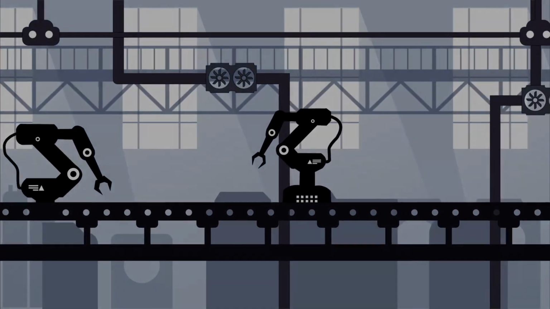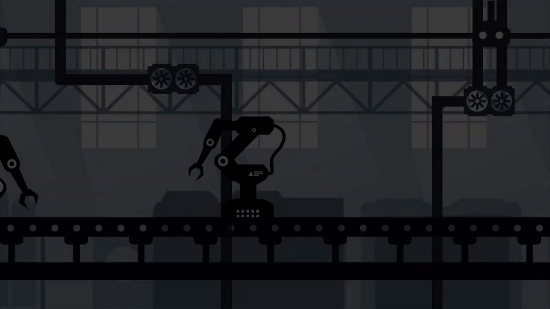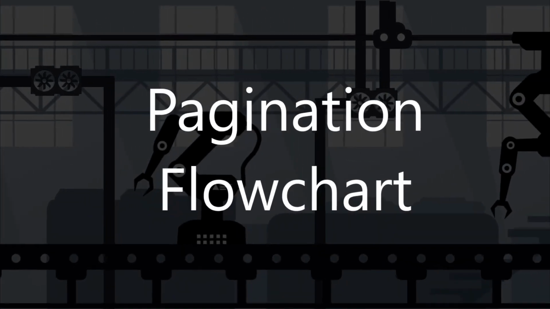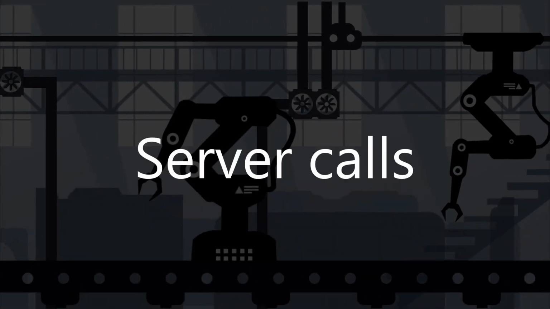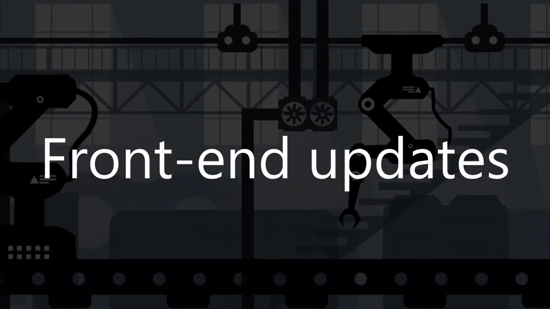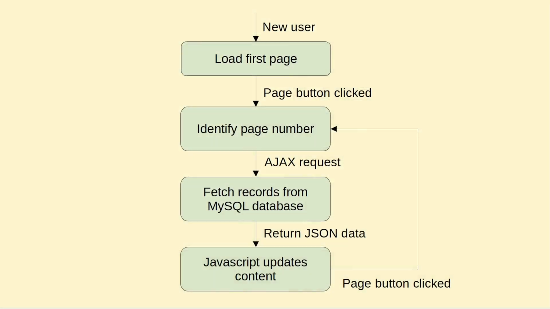To make the coding process easy, I'll first draw a flowchart depicting the entire process. This will provide a clear picture of how the user action translates into server calls, database queries, and front-end updates. The first step is when a new user opens the web page. By default, the system loads the first page of data from the database and displays it on the screen. This ensures the user immediately sees some results without having to do anything.